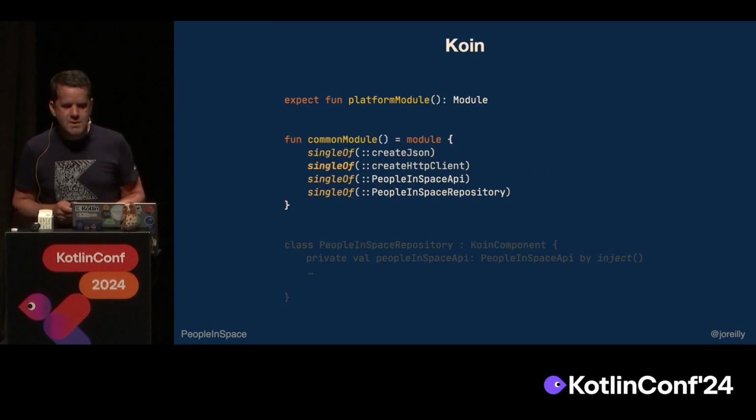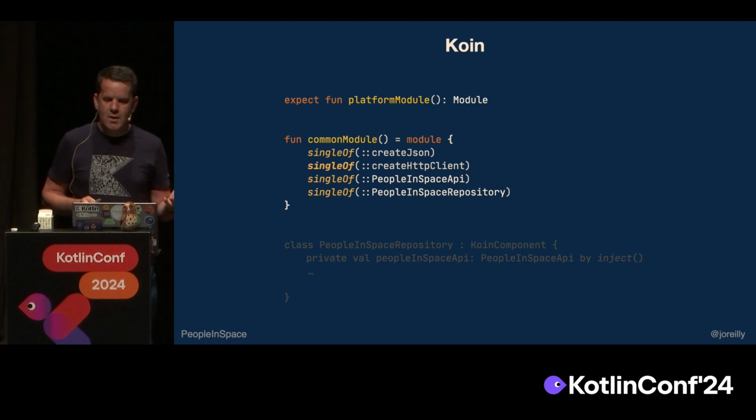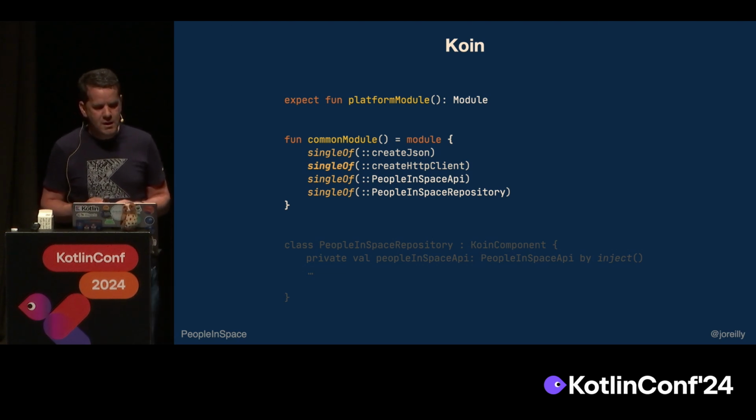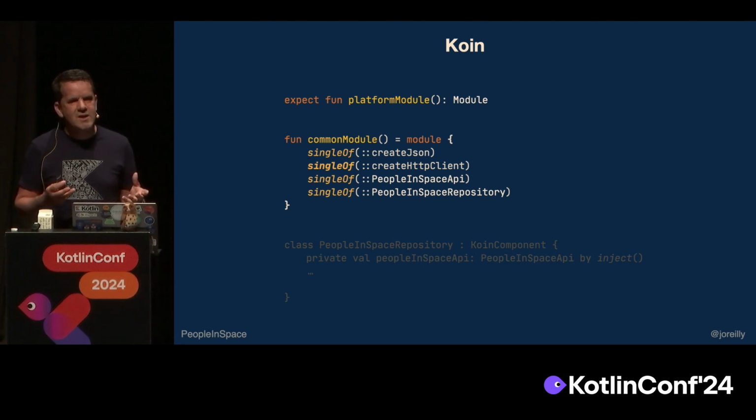We define our dependencies in a series of Koin modules. In a KMP project, we typically have one module for common dependencies, as shown here, and then use KMP's expect/actual for a module that we define for each platform, as we'll see shortly.